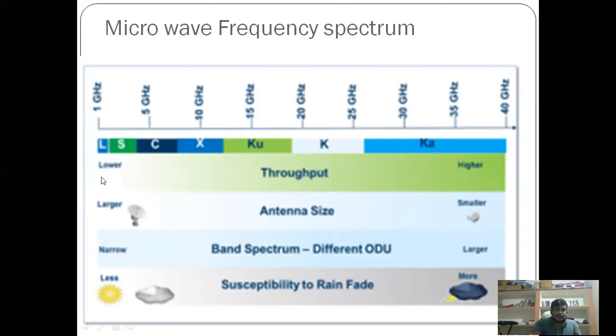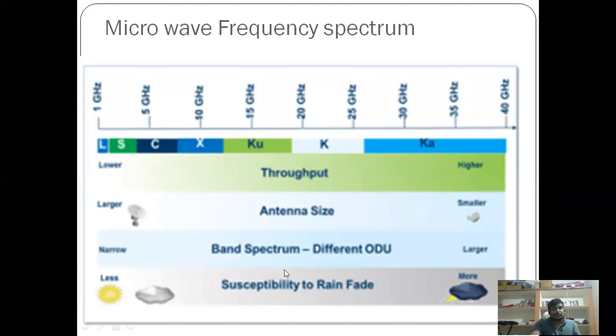Whenever we move from lower frequency to higher frequency, throughput is higher. Then antenna size: if the frequency is less, the antenna size requirement is more. We know how antenna size is related to frequency. As frequency is lesser, lambda is going to increase, and as lambda increases, the length of the antenna increases. So as you increase the frequency, the antenna size is reduced.